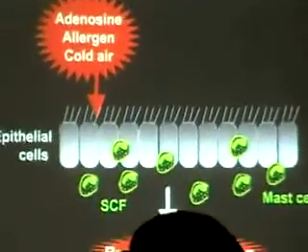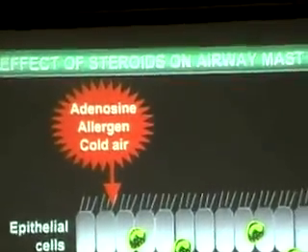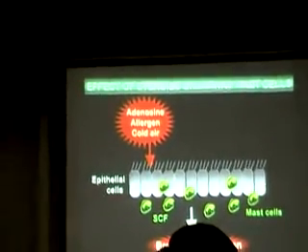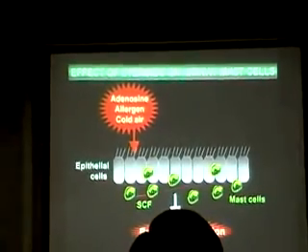And we will show you another diagram. This is the diagram. So these are the epithelial cells, and these are the mast cells. And the mast cells in the asthmatic airway line the epithelium, and they can only line the epithelium with the help of this stem cell factor.